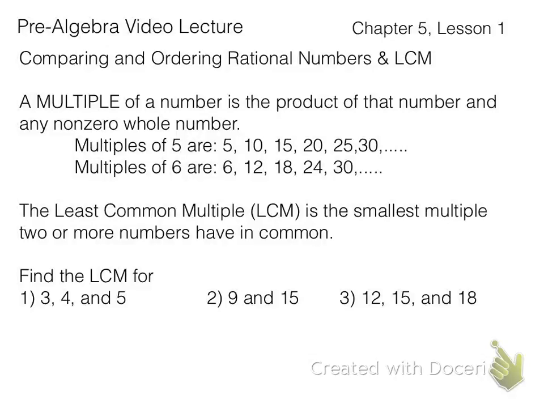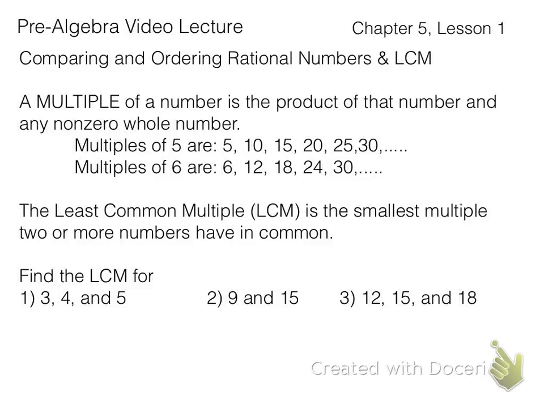This recording is for pre-algebra, chapter 5, lesson 2, comparing and ordering rational numbers and least common multiples, also known as least common denominators. Well, they're not also known, but they're a similar concept. Okay, I'm not going to do a quote today because I have no idea how long this recording is going to take.